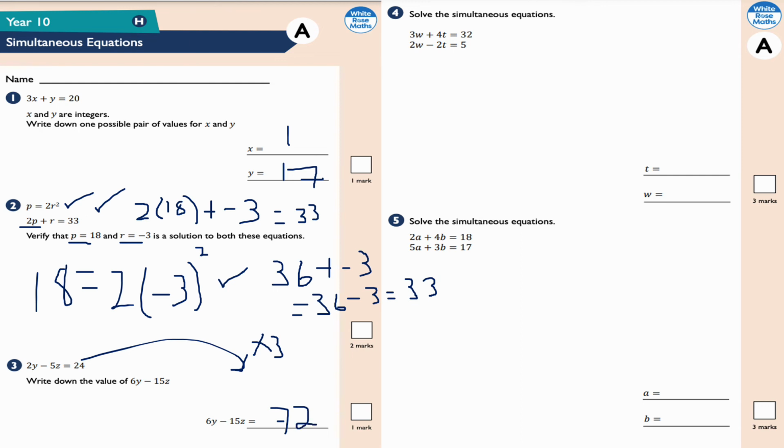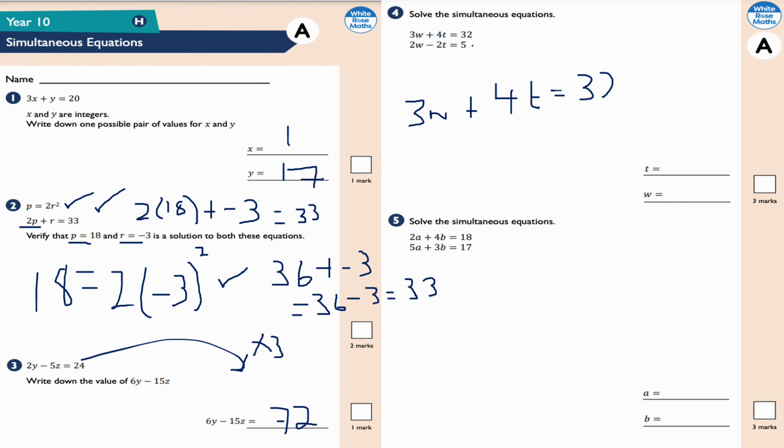This is question number 4, guys. Solve the simultaneous equations. 3w plus 4t is equal to 32. 2w minus 2t is equal to 5. Well, if I times equation 2 by 2, then I'm going to get 3w plus 4t is equal to 32.